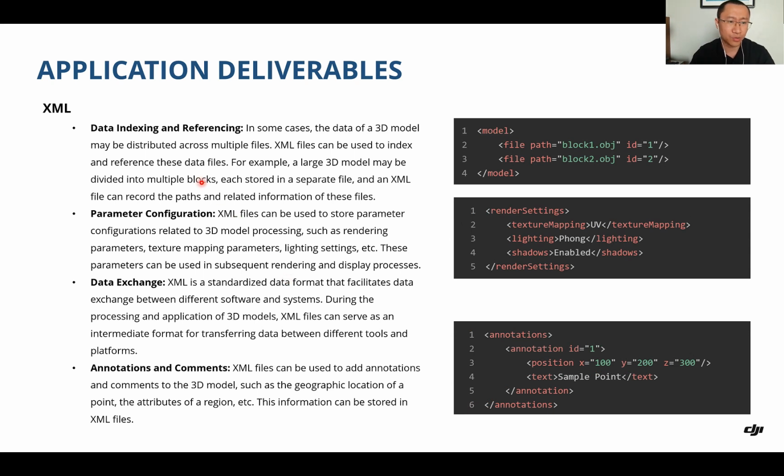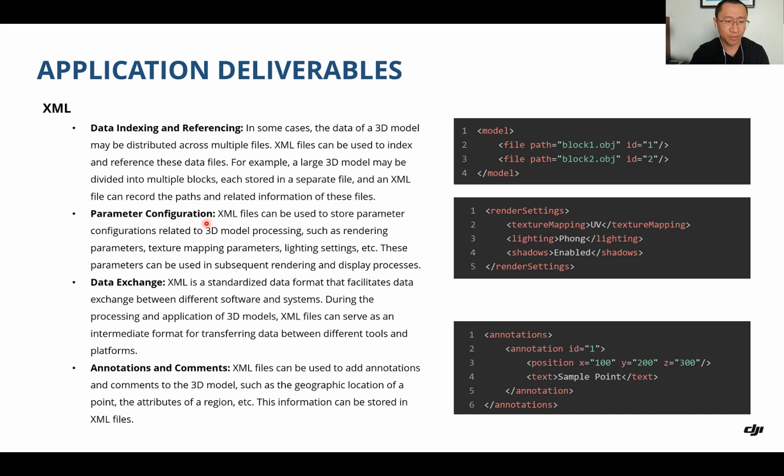An XML file can also do data indexing and referencing. In some cases, the data of a 3D model may be distributed across multiple files, so an XML file can be used to index and reference these data files. For example, a large 3D model may be divided into multiple blocks, each stored in a separate file, and an XML file can record the paths and related information for these files.